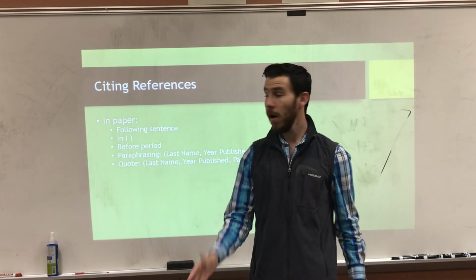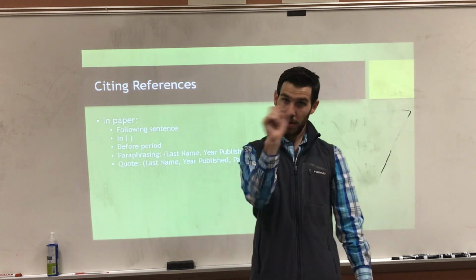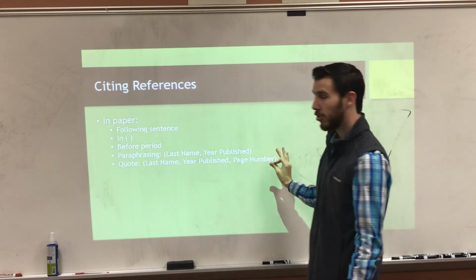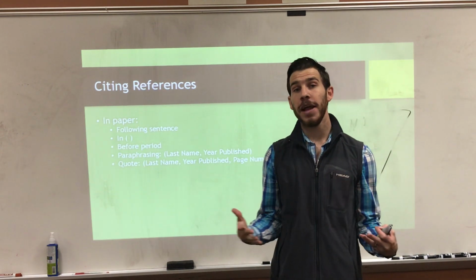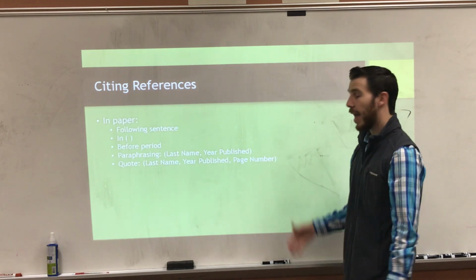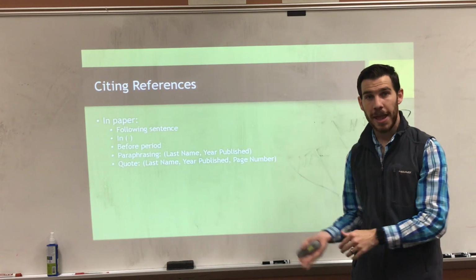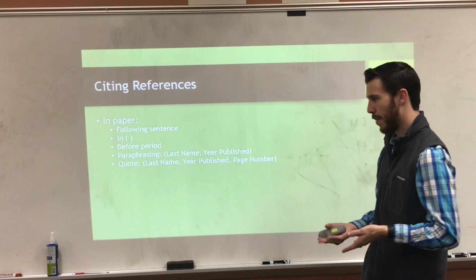If you're doing a direct quote, you will do last name, comma, year of publication, comma, P dot for page, and then the actual page number. If there are no page numbers and there are paragraph numbers, do PR for paragraph. That helps your viewers and your readers know that it's not a page, we're counting paragraphs, not pages.